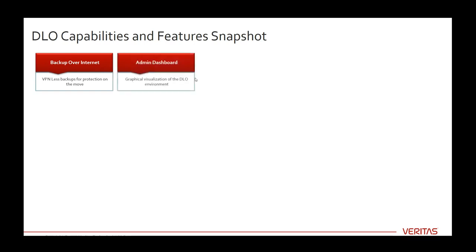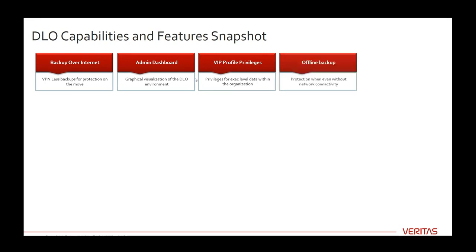So admin dashboard. It's a graphical visualization of the DLO environment. So VIP profile privileges. You can create different levels of privileges, like MD, CEO, GM kind of. So offline backup protection, even without network connectivity. That's why we said offline folder or offline storage, we are creating on our laptop or desktop itself in another partition or another volume.